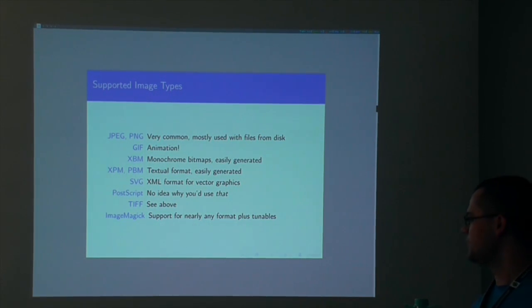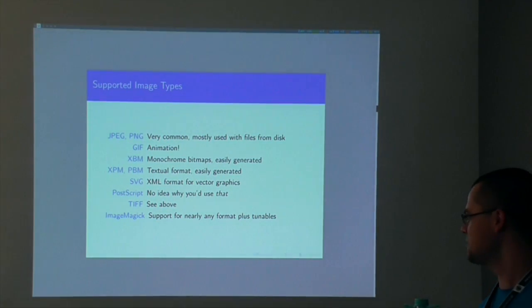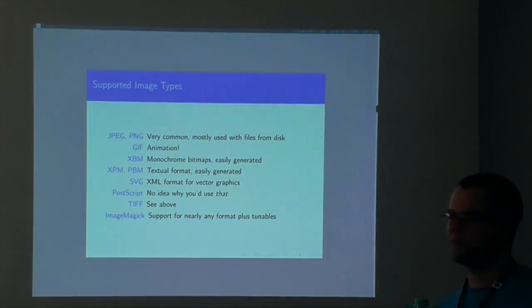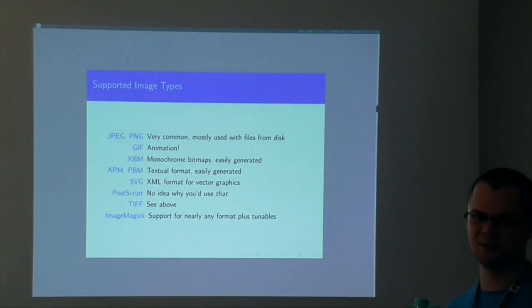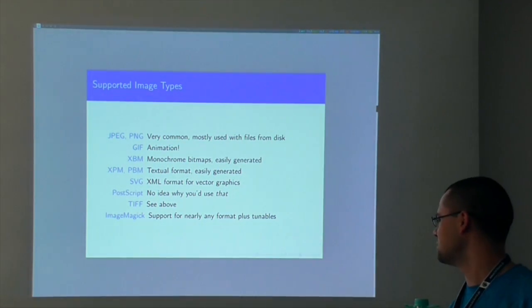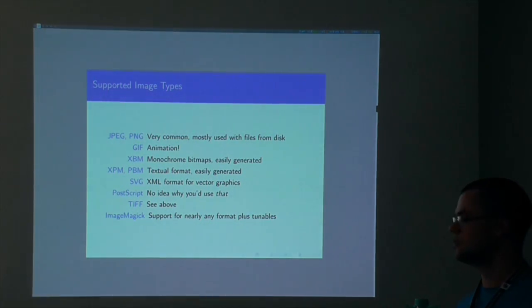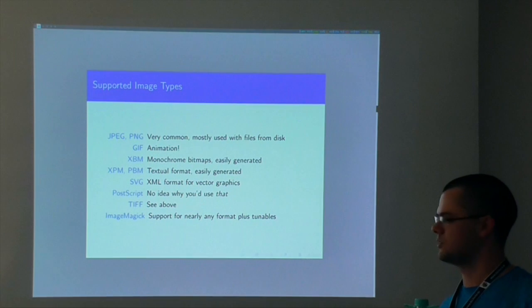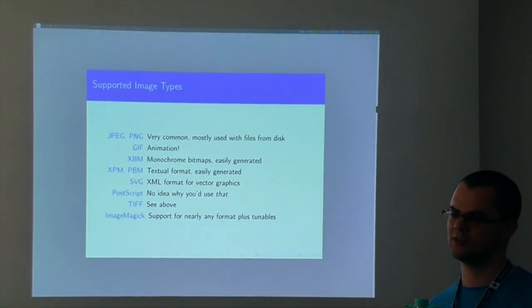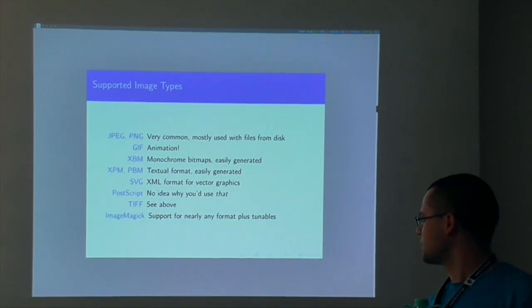SVG would be an XML format for vector graphics. PostScript and TIFF, well, I don't think anyone has ever used these seriously, though maybe there's an exception in the Emacs sources, because after all it's about 2 million lines of code, so who knows, maybe someone would use it. And there's a special exception, the ImageMagick image type, which would support any format the ImageMagick library supports, but with a few extra tunables, like for example the display's height or rotation or other specifications of that kind.